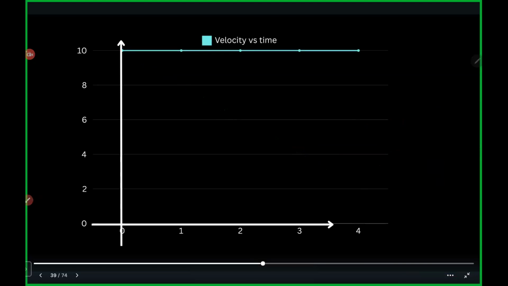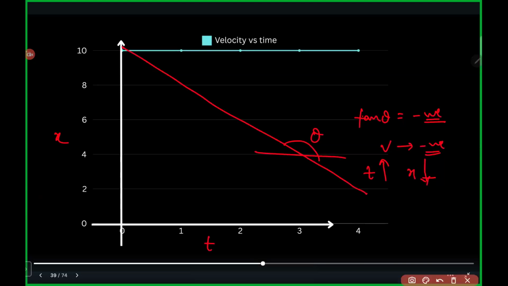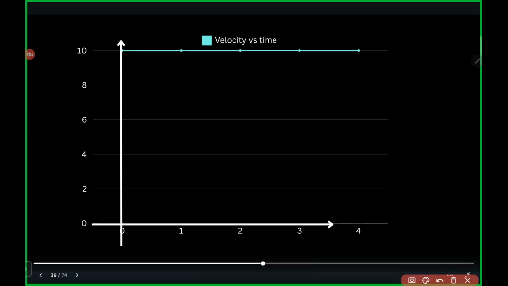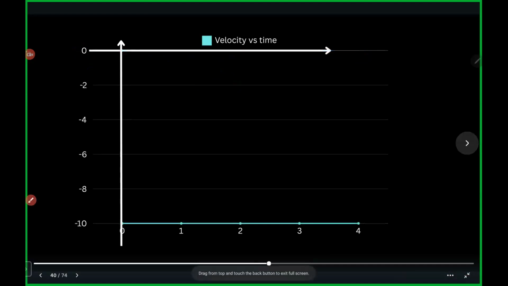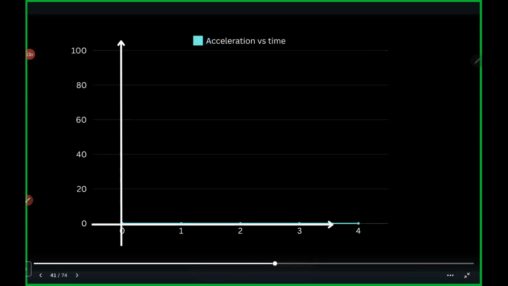So before this, we have seen the position versus time. Now we are going to see velocity versus time. Velocity versus time for uniform motion is the easiest graph in the world. Why? Because we know the velocity is constant, it is not going to change with time. Suppose initially it is 10, then as the time increases, it is going to be 10 only. When our velocity is constant, our acceleration is going to be 0, because the velocity is not changing.